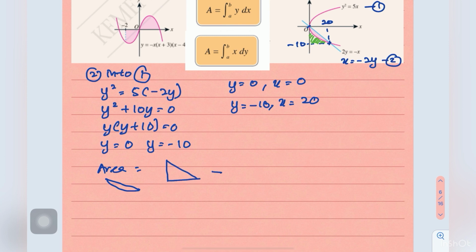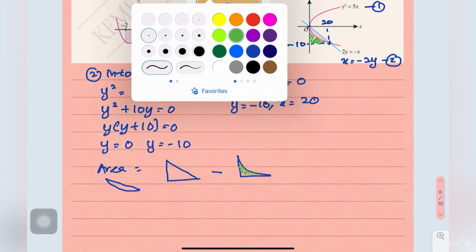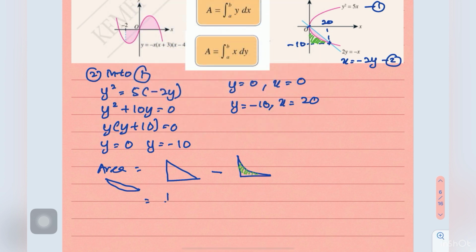Okay, minus the area under the graph. This one, the green one just now. Okay, so to find the area of a triangle, it is 1 over 2 times base times height. So it is 10 times 20.